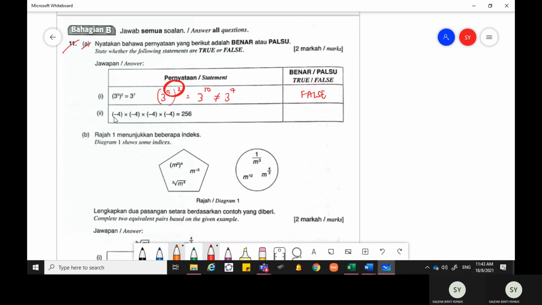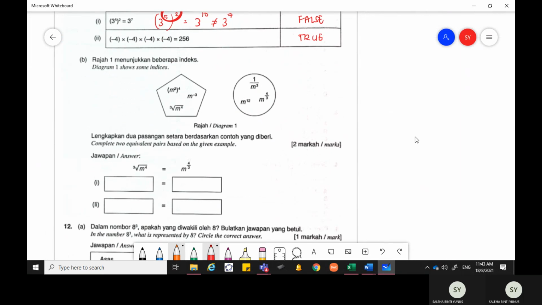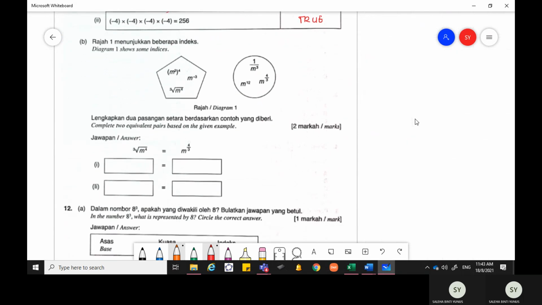Okay, next this one, negative 4 times negative. So yang ni awak just press calculator je. So negative 4 to the power of 4. Okay, so 2, 5, 6. So just press calculator. So it is true. Okay, settle 11A, kita pergi kepada 11B. Complete two equivalent pairs based on the given example. So kita boleh pilih lah mana-mana pasangan yang betul. Okay, so the first one.